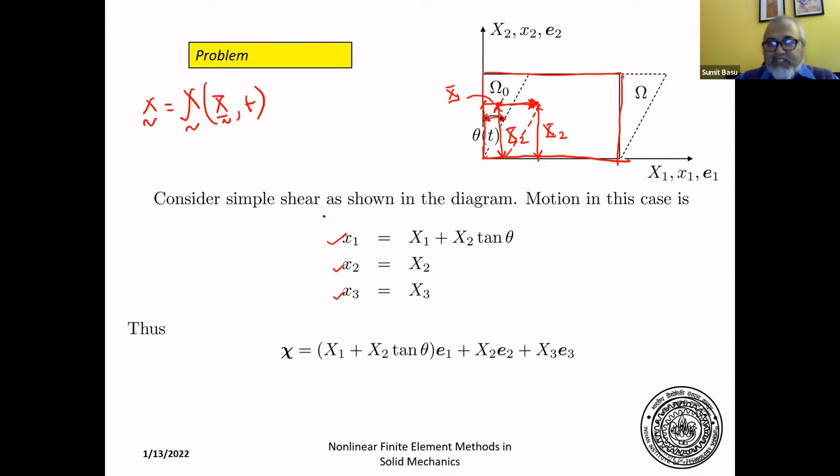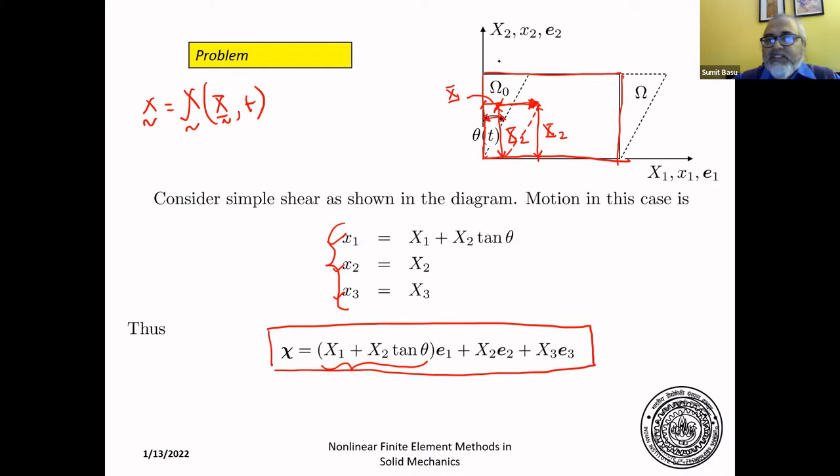This is x1. So this is your motion. And if you want to write it in a vectorial manner, chi would be a function of capital X. So that can be written as small x1 E1, x2 E2, x3 E3. So this will be your function chi written in the vectorial form. This motion is known as simple shear, something that you may or may not want to remember, but this is known as simple shear. Okay.